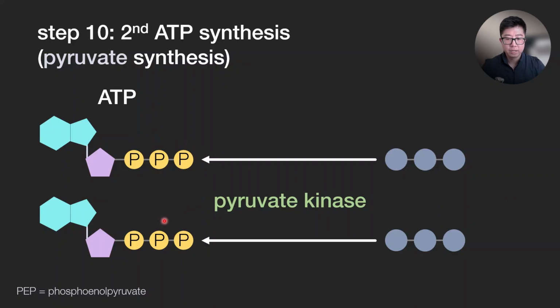So overall, we've made a total of 4 ATP molecules in the payoff phase, but since we originally invested 2 ATP from earlier, our net gain comes out to be 2 ATP. And at the same time, now that PEP lost its phosphate group, the resulting final product of glycolysis we get is a 3-carbon molecule called pyruvate. And from here, pyruvate can enter the mitochondria to produce even more energy if oxygen is present, or it can undergo fermentation under anaerobic conditions.